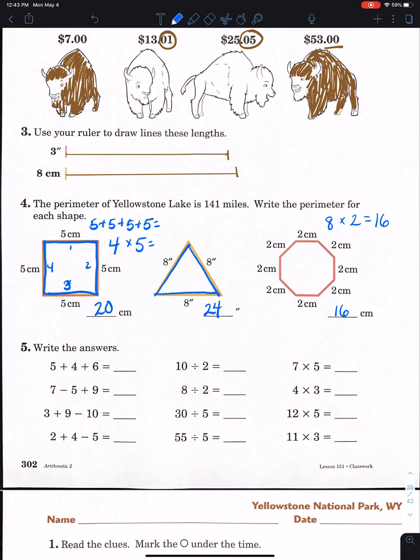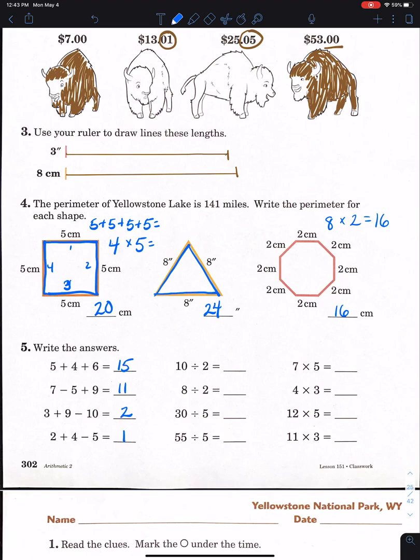Number 5, I would like you to pause the video, do this if you haven't already, and then push play to check your answers. All right, 5 plus 4 is 9, and 9 plus 6 is 15. 7 minus 5 equals 2, and 2 plus 9 equals 11. 3 plus 9 is 12, and 12 minus 10 equals 2. 2 plus 4 is 6. 6 minus 5 is 1.